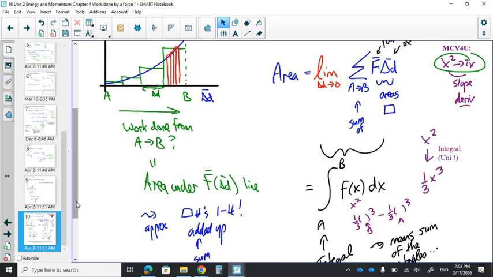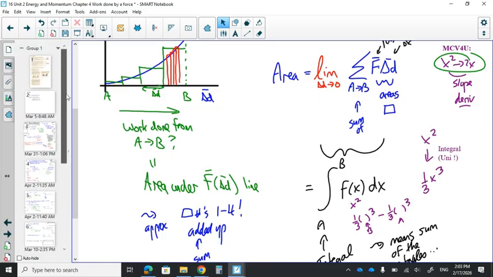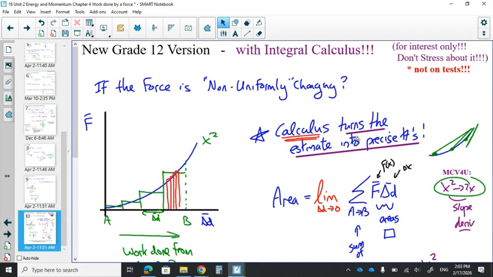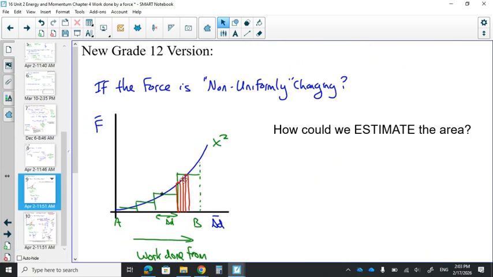All right, so the main thing: I did put in here that integral calculus idea, and it's for interest only. It's to give you some experience with the ideas of it, so that when you see it, it'll make more sense to you. Not for testing for this class, but this idea could be, of course, right?